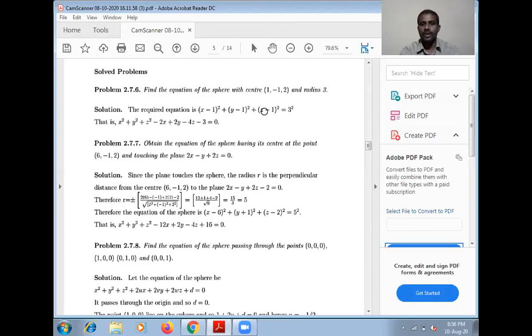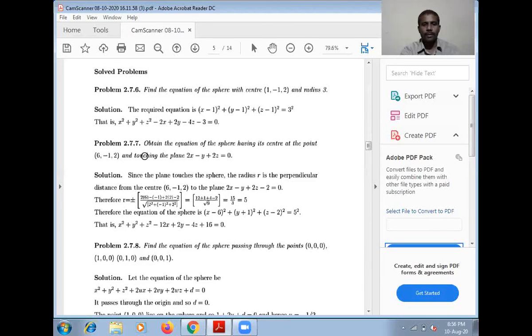So now substitute in that formula, a equal to 1, b equal to -1, c equal to 2 and r equal to 3. We get the equation of the sphere. So the required equation is x minus 1 whole square plus y plus 1 whole square plus z minus 2 whole square equal to 3 square. Now expand that equation, we get the equation of sphere. So x square plus y square plus z square minus 2x plus 2y minus 4z minus 3 equal to 0.